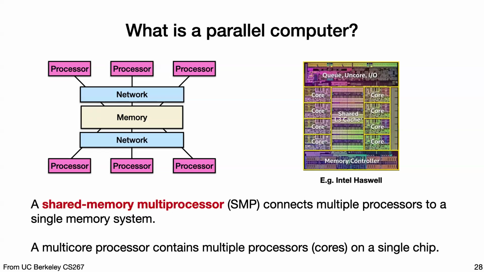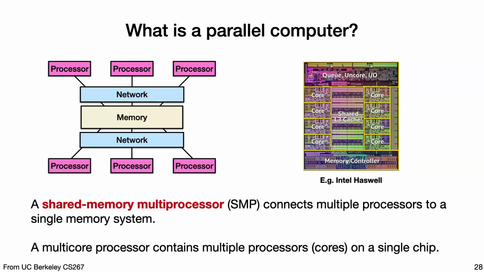So what is a parallel computer? The most basic kind of parallel computer nowadays is called shared memory multiprocessing, and it connects multiple processors using a single memory system. So we can put up a cartoon of what it looks like. You have one shared memory, and you have a bunch of processors, and they're connected to each other by a network. So your laptop is probably like this.